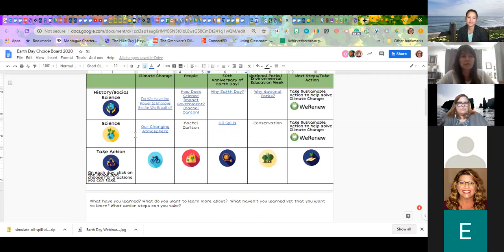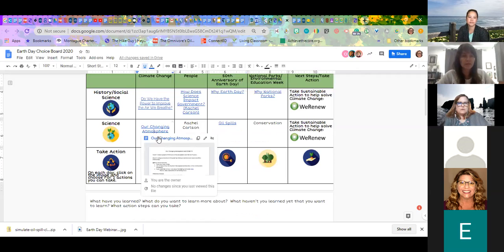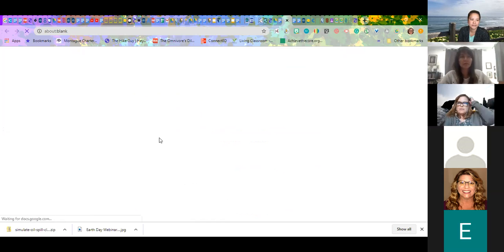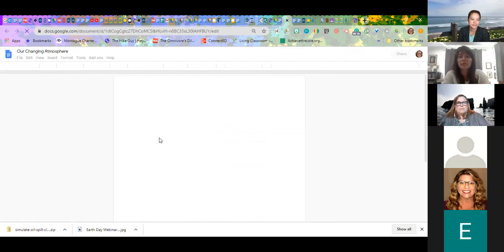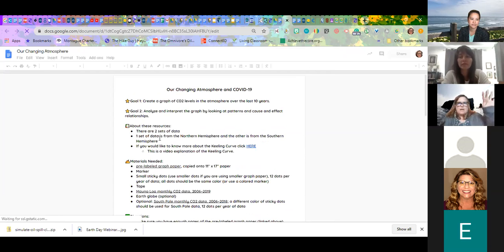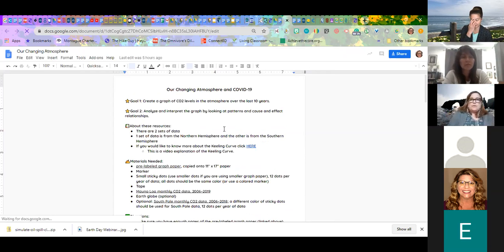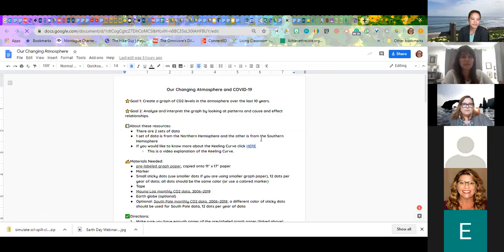So I try to format in a similar way. I'm going to show you the one that's for Monday. It's about our changing atmosphere. And so again, kind of thinking along the map theme and how geography plays into this. This is a lesson that actually comes from Exploratorium. It's from Science Snacks. So students are going to do some data analysis. So I gave them a couple of goals, told them a little bit about the resources, and then if they want to learn more about the Keeling curve, that information is there.